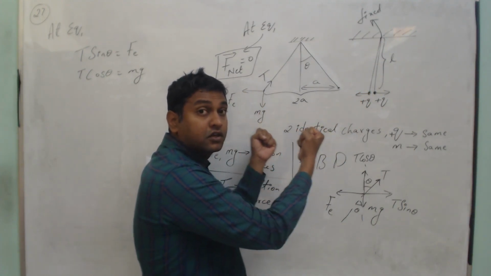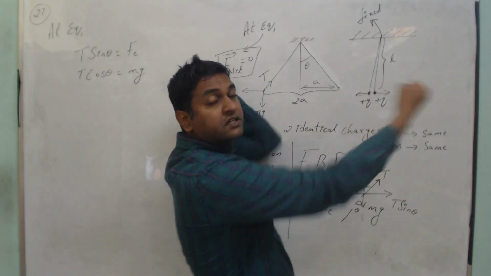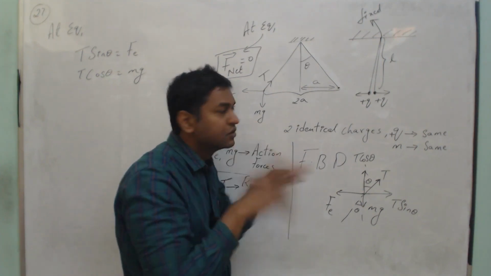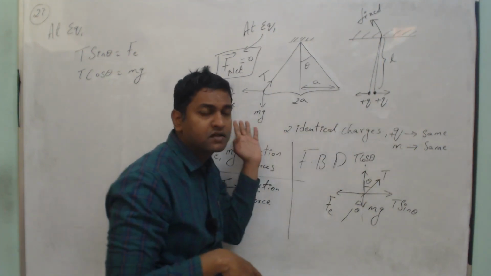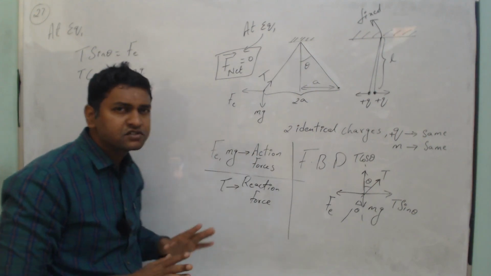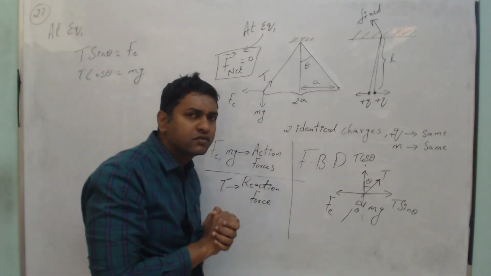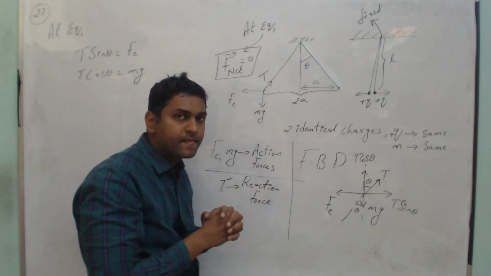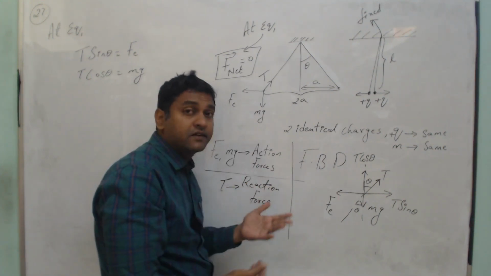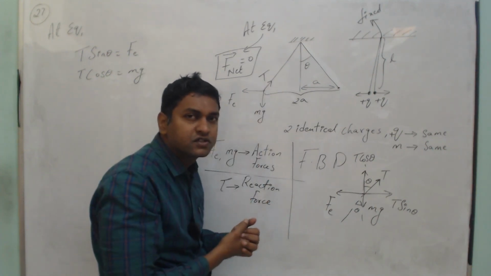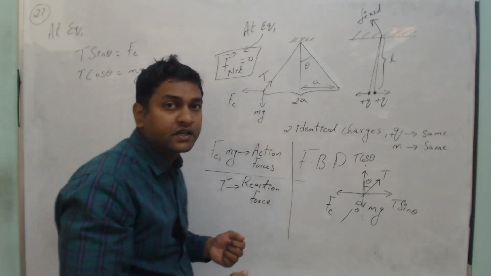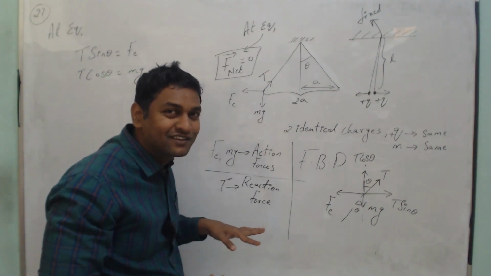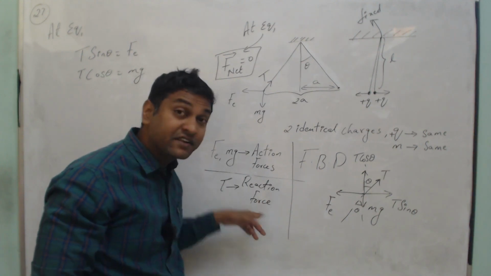If you increase charge, theta will increase. So what actually is happening is, for a given charge and for a given mass, the electrostatic force and gravitational force at a distance of 2a from each other, these forces are fixed. The other third force, the tension force, is developing itself based on these two forces. That's why we are calling it reaction force.